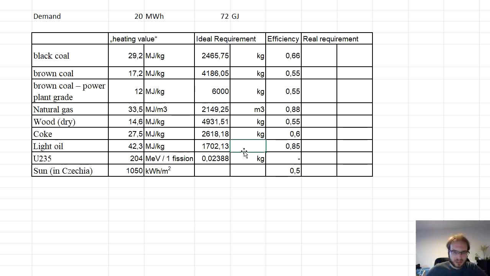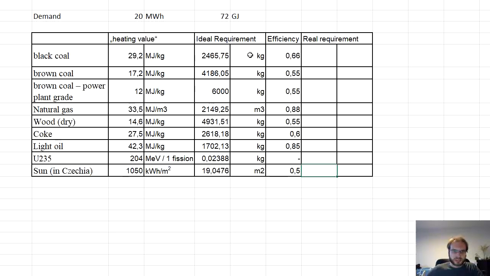Light fuel oil, a little bit less than 2000 kilos. And now for the solar power, the ideal requirement of the area, since we have the provided heat in kilowatt hours per square meter, so we need to use the produced kilowatt hours, megawatt hours multiplied by 1000, and now divided by the yearly irradiation, and we have roughly 19 square meters.